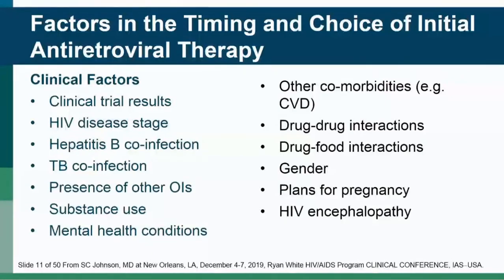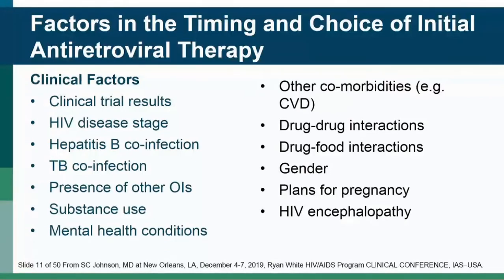On the next 2 slides, I've actually listed some of the clinical factors, laboratory factors, and then personal factors that impact on the timing and choice of initial therapy. I think this has gotten easier over time because of the development of very safe and easier regimens. Hepatitis B co-infection, though, is an important clinical factor, as about 5% of people living with HIV may have active hepatitis B, so that needs to be factored into the choice of antiretroviral therapy.